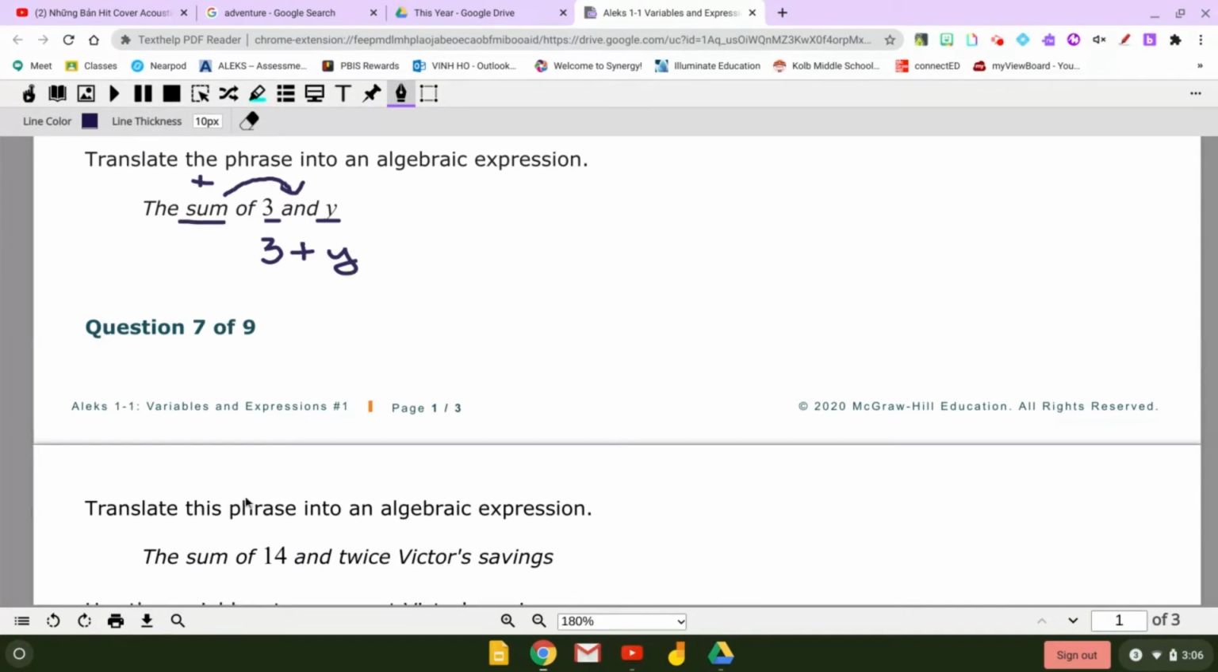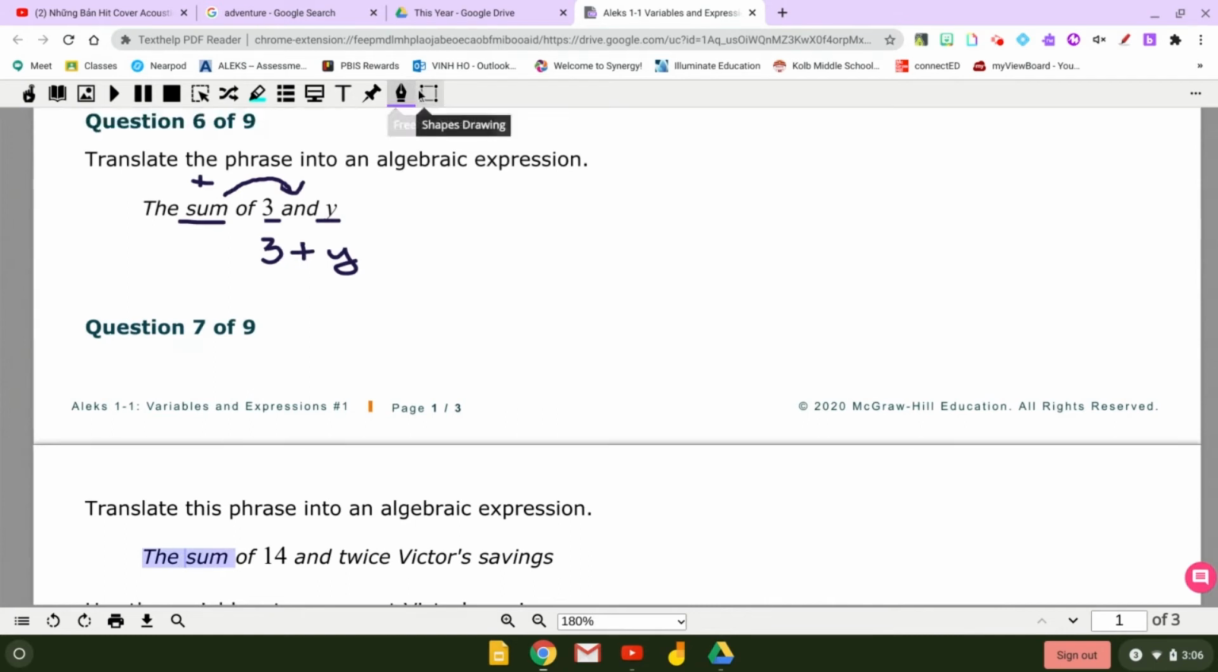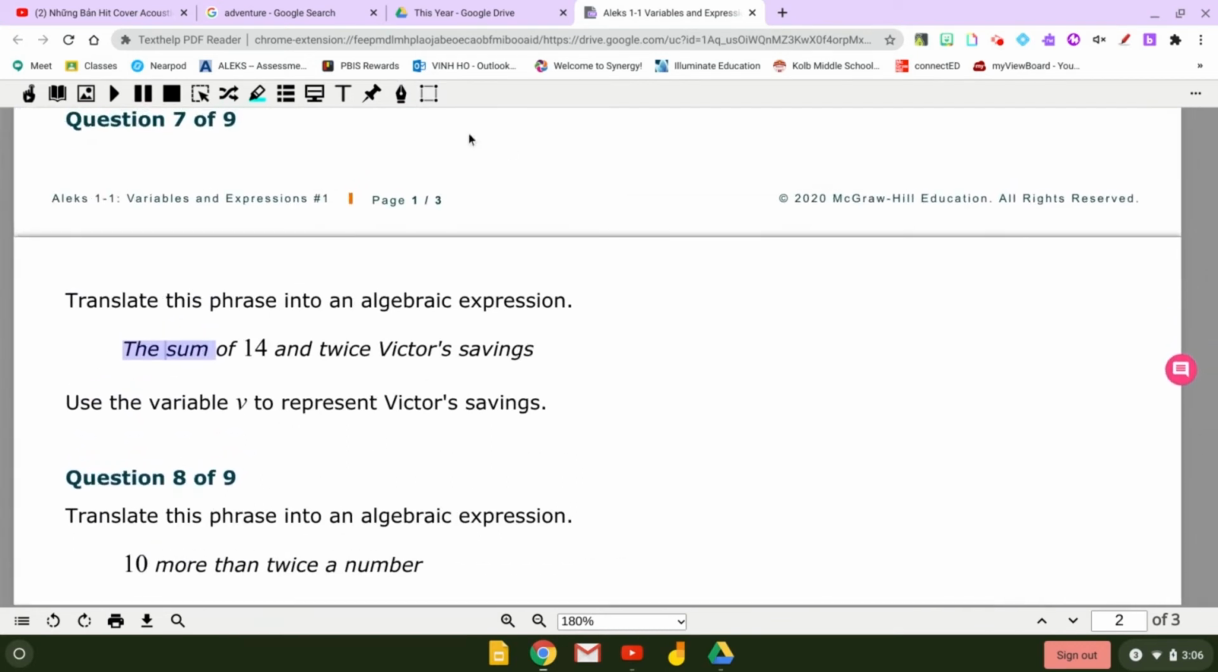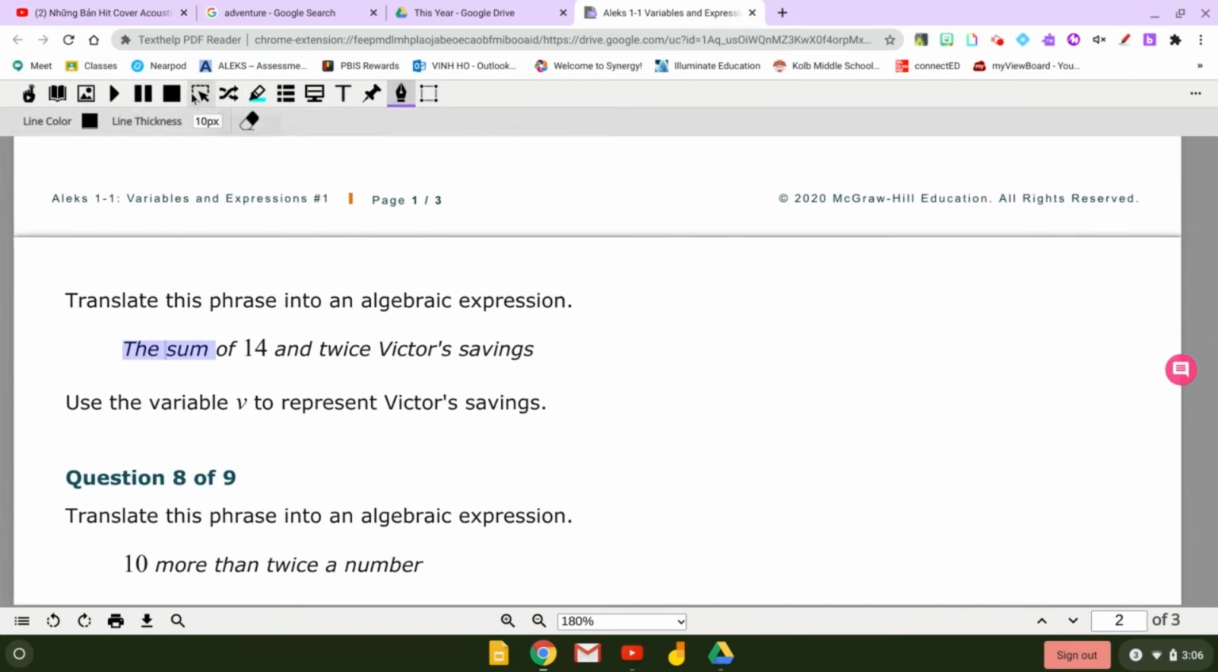Number 7, translate the phrase into an algebraic expression. The sum of 14. For some reason, I cannot write on this. Let's move it up a little bit. All right, hopefully that's going to solve the problem now.